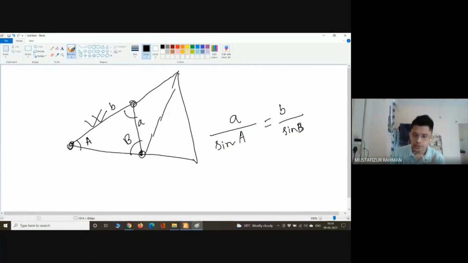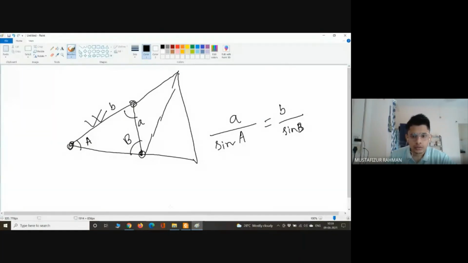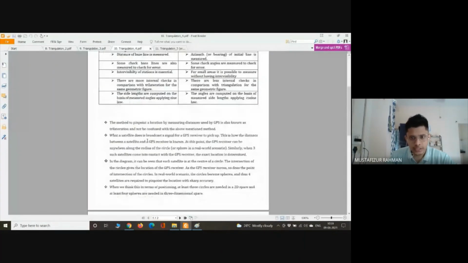Only one side, which is baseline, then the angles. And in trilateration, the sides are measured. All the sides are measured. No angle measurement. But in a few cases, we may measure the azimuth or bearing for checks. Okay. But the general process will be measurement of all the lines. So please see this one. This is just theoretical only.